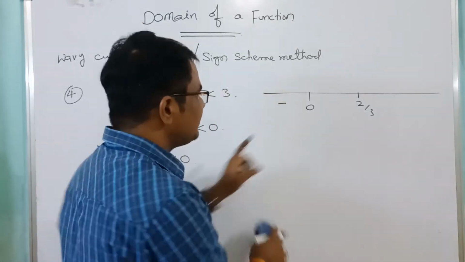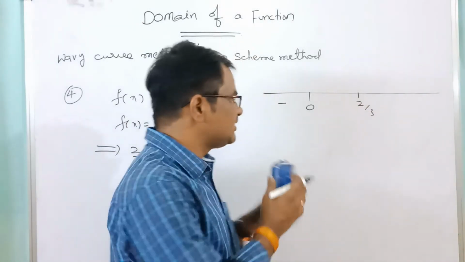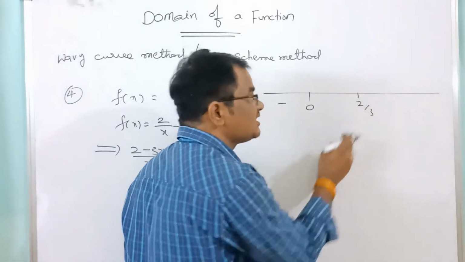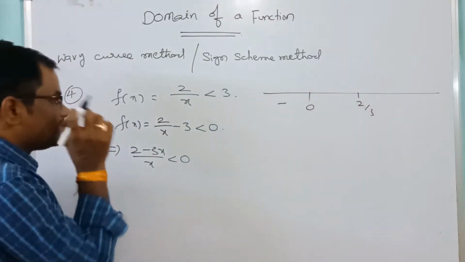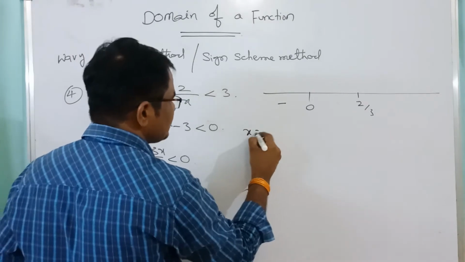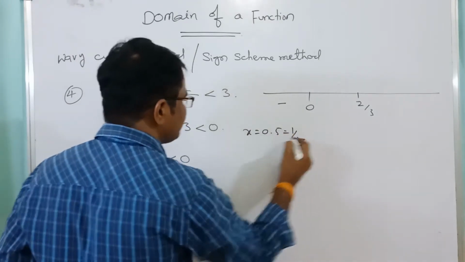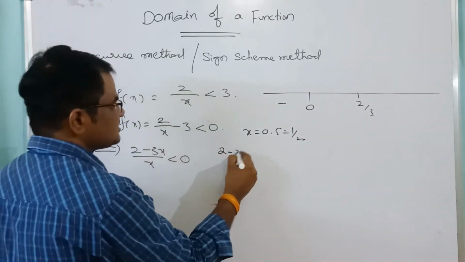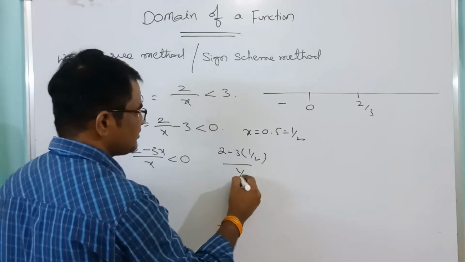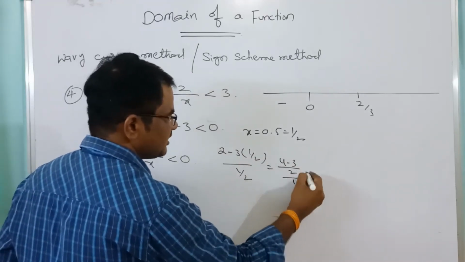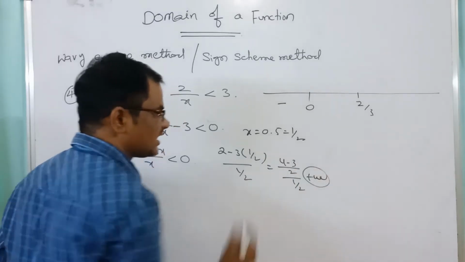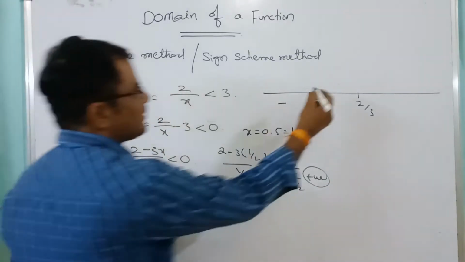Next, between 2 and 3, here if it is 2 by 3 it means 0.6 something, no? So that's why you substitute 0.5. X equal to 0.5, that is equal to 1 by 2, you substitute. 2 minus 3 into 1 by 2 divided by 1 by 2. So that is equal to 4 minus 3 by 2 divided by 1 by 2. It is totally positive only, or not? So it is positive.